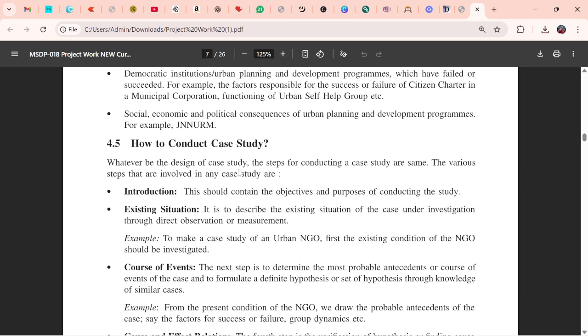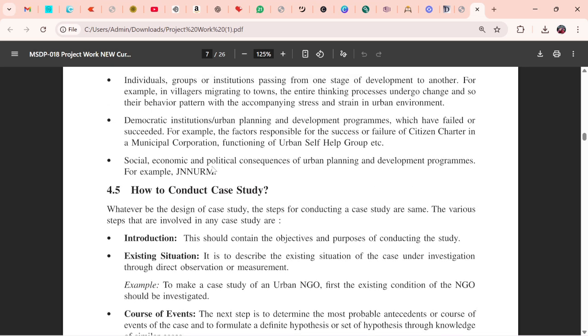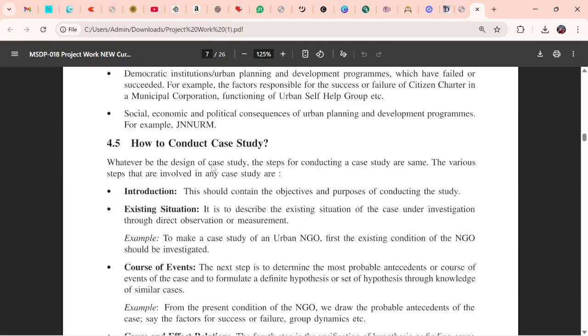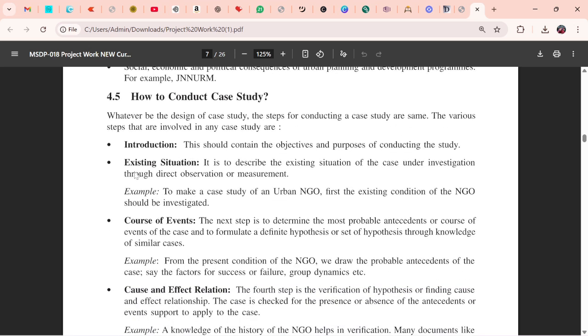Whatever be the design of the case study, either descriptive or another kind of study, the steps for conducting a case study are the same. The various steps that are involved in the case study are as follows. So what are the main steps that you have to take while your project is being done?